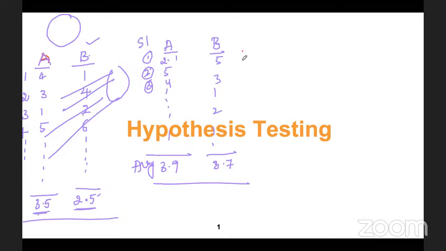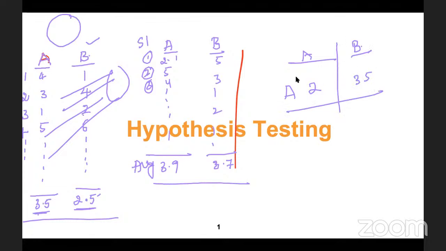Because if I take one more sample, we may not give any guarantee that the same results would be repeated, right? If I take one more sample, I might get the A average, for example, 2 minutes, and the B average, let's say, 3.5 minutes. So this is possible. If I change the sample, I'll get different values because this is a sample. Sample mean is a random variable. Based on these sample means you cannot take the decisions. Then how do you take the decisions?